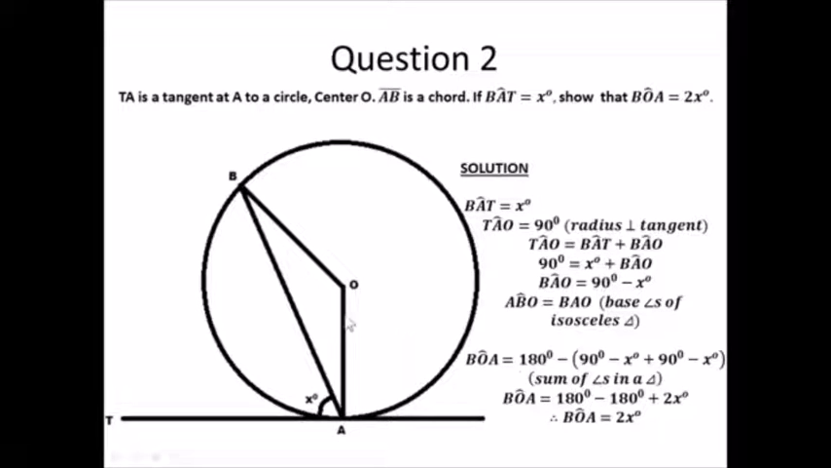So our angle BOA is equal to 180 degrees minus the sum of these two angles, and the sum of those two angles is 90 minus X plus 90 minus X. This 90 plus 90 gives us 180 degrees, and minus X minus X gives us minus 2X. If you open the bracket, you'll have 180 minus 180 plus 2X. 180 minus 180 gives us 0, so BOA is 2X. That is, this angle inside there is 2X.